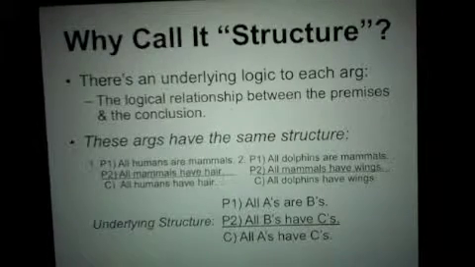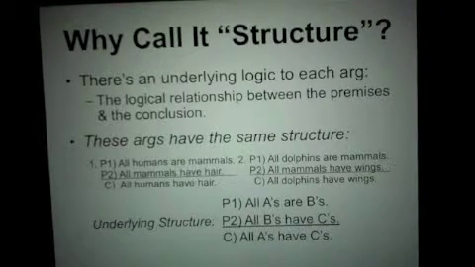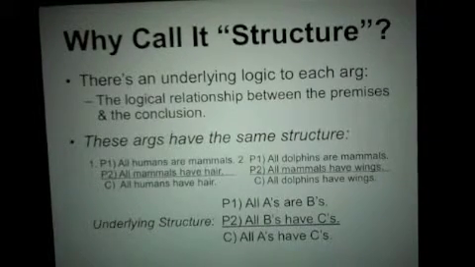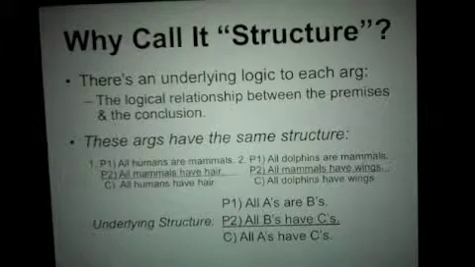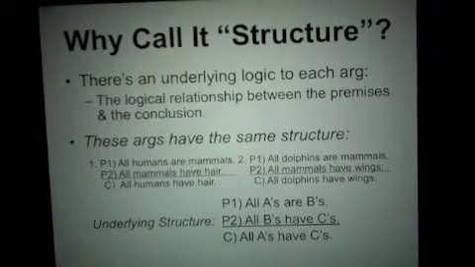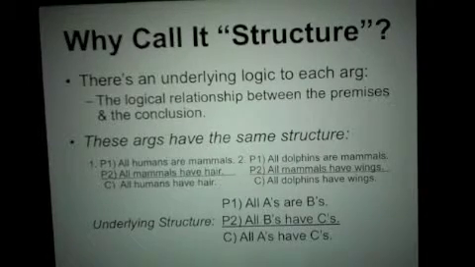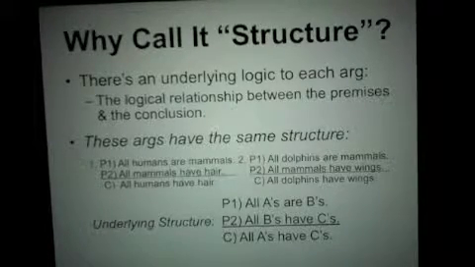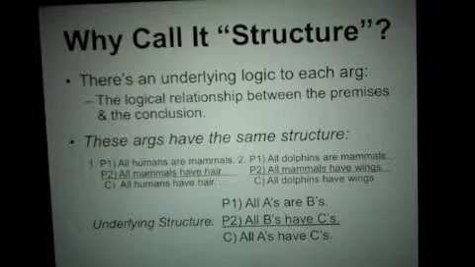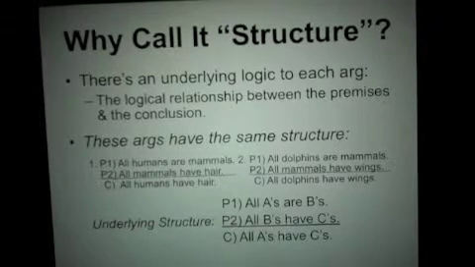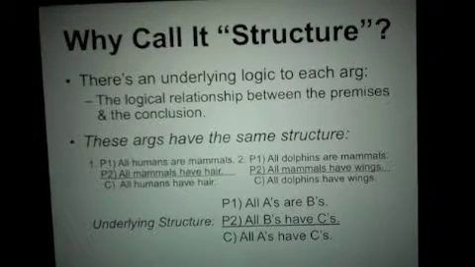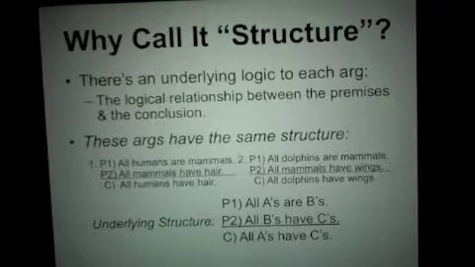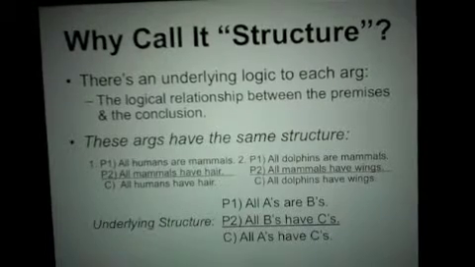Here's two arguments. I think on the handout I give you three arguments. First argument, all humans are mammals. All mammals have hair, therefore all humans have hair. That has the same exact underlying structure as argument number 2 here. All dolphins are mammals, all mammals have wings, therefore all dolphins have wings. Those share this same exact underlying structure, the structure that's listed there on the bottom. All A's are B's, all B's have C's, therefore all A's have C's.